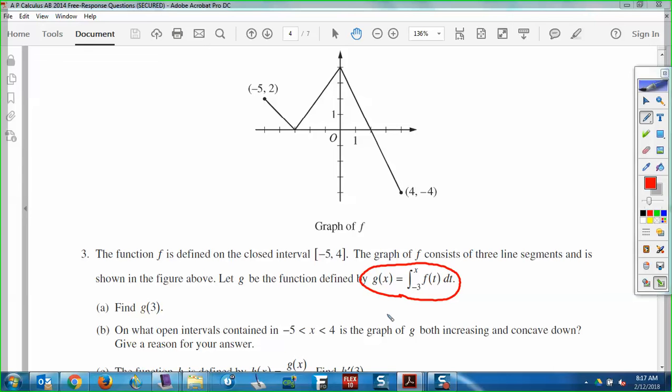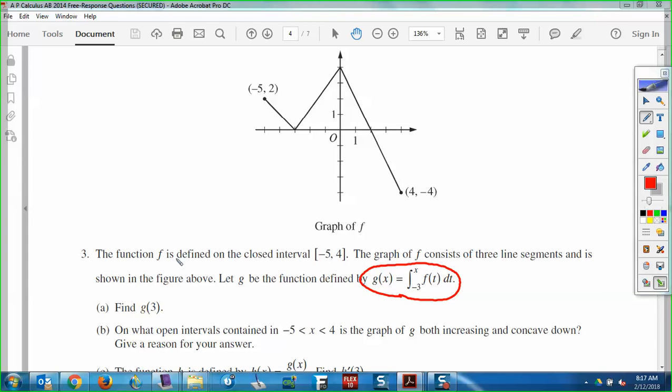They're telling you that g is the antiderivative of little f. Okay, so this is where fundamental theorem part 1 comes into play right here. They're telling you that g is the, now it's not big G, right? A lot of times we use a capital letter to be that, but that's not what we do.